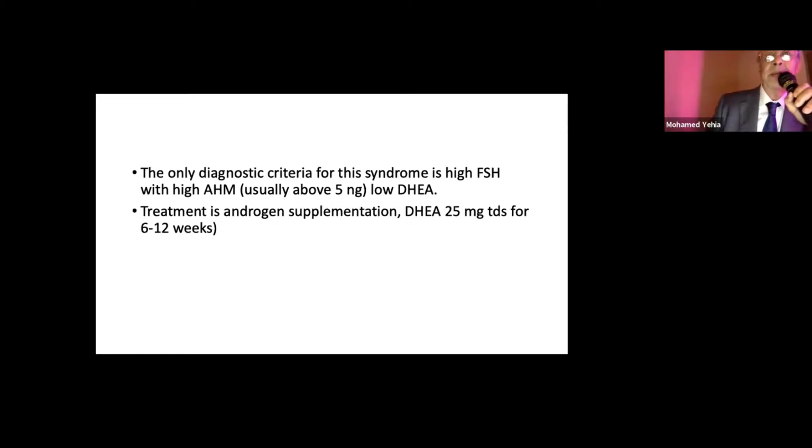You find the AMH in the range of 5 and the low dehydroepiandrosterone. Treatment in these cases is usually androgen. If you give it for 6 to 12 weeks, these patients will start to ovulate and respond again to your stimulation.